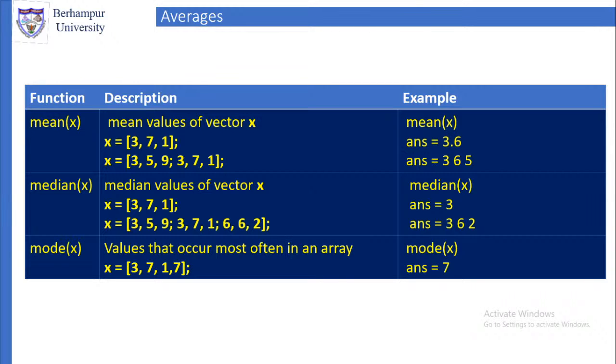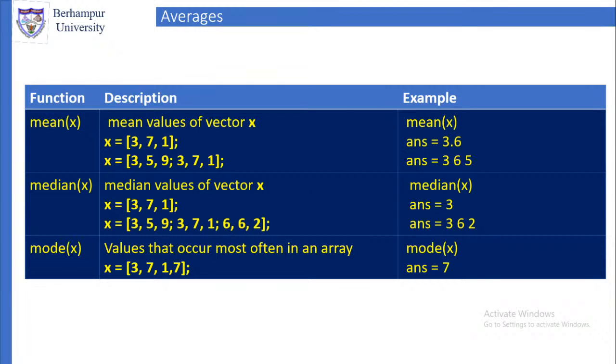Mean is the mean of the values in the vector X. For example, X is equal to 371. The mean is 3 plus 7 plus 1 divided by 3. There are 3 elements, so we add each element and divide by 3. So 3 plus 7 is 10, plus 1 is 11. 11 by 3 is about 3.6. So that will be the answer.